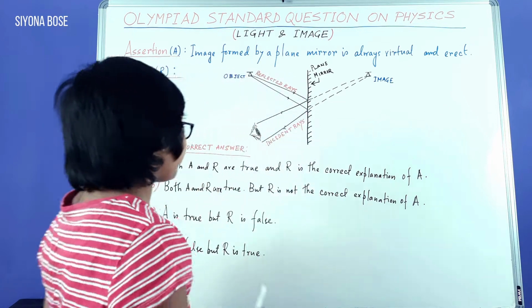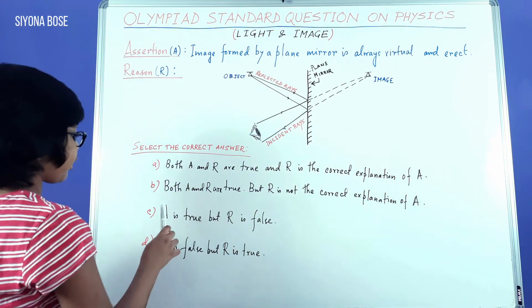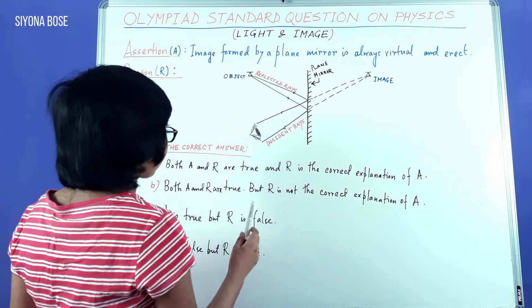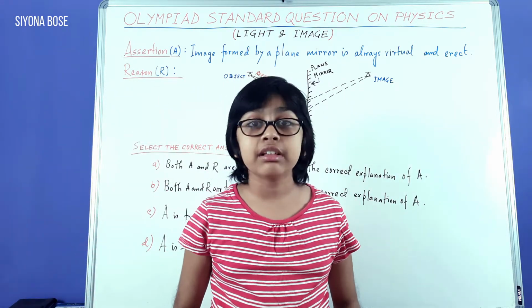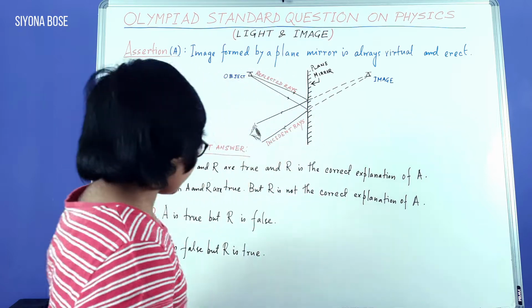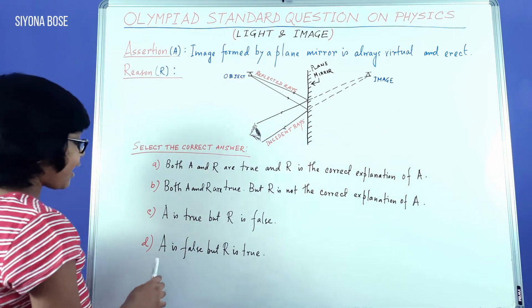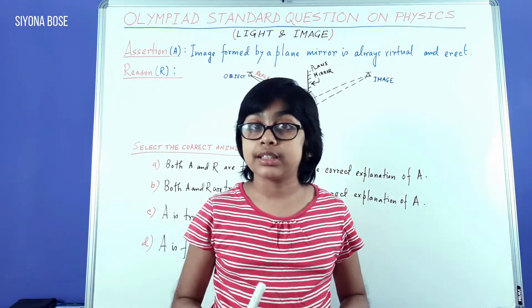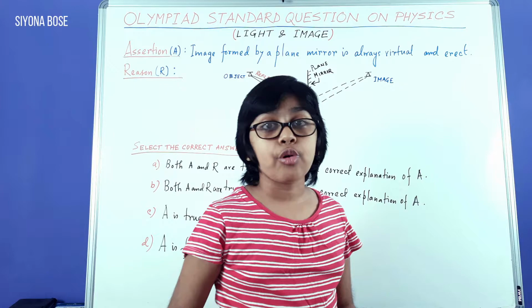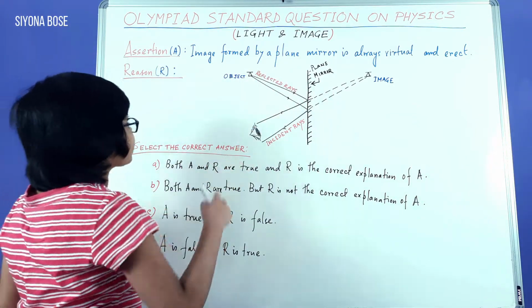So this option means that. In the next option, A is true, but R is false. In this case, A is true and R is completely false. And in the last option, A is false, but R is true. That means the assertion is wrong, but the reason is true. Now, we can move on to our question given here.